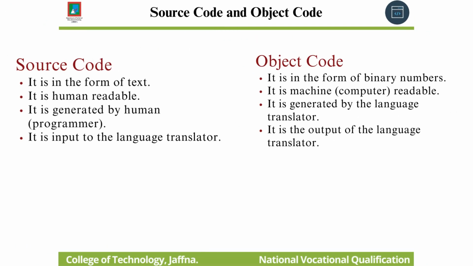Source code is in the form of text. It is human readable. It is generated by the human, programmer. It is input to the language translator. Object code is in the form of binary numbers. It is machine, computer, readable. It is generated by the language translator. It is the output of the language translator.